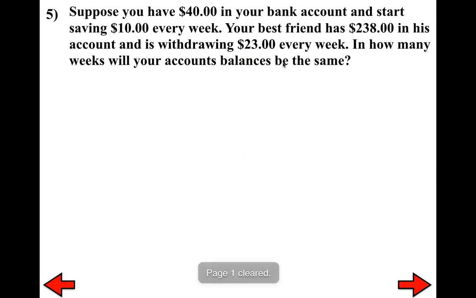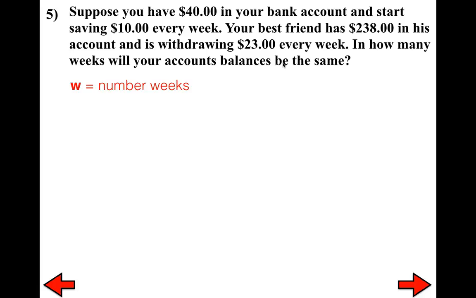Okay, so let's go ahead and do the last one together. Suppose you have $40 in your bank account and you start saving $10 every week. Your best friend has $238 in his bank account and is withdrawing $23 every week. In how many weeks will your account balances be the same?